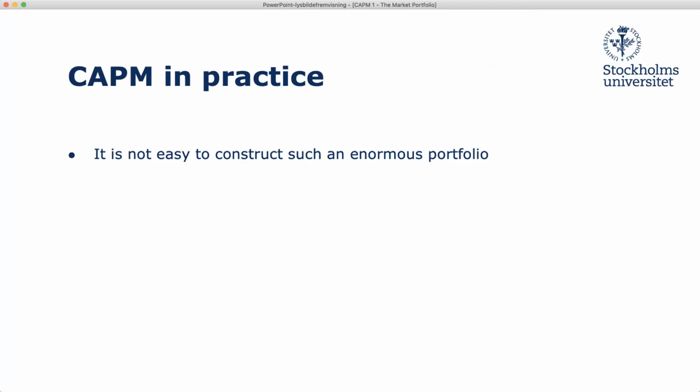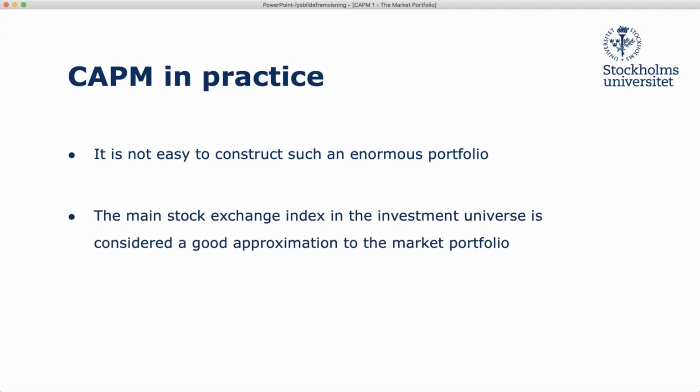You may probably be thinking, okay, that's cool, but what can I do with this gibberish? The market portfolio is such an enormous portfolio that the idea of constructing it is a mere abstraction. Where's the practical use of all of this? In order to be able to fit this whole machinery in practice, it is assumed that the main stock exchange index of the investment universe is a good approximation of the market portfolio. In Sweden, that would be the OMX index.